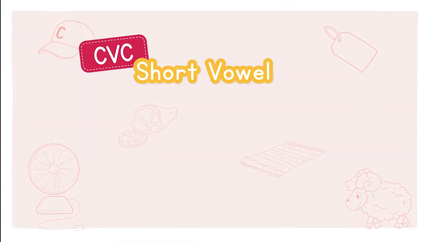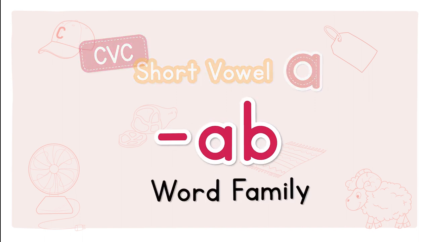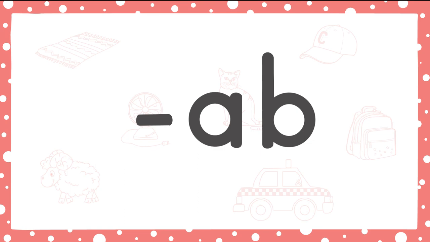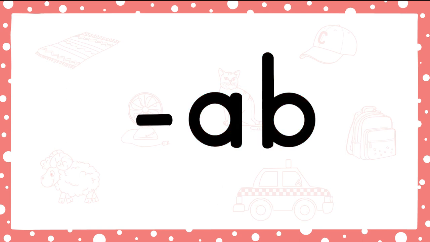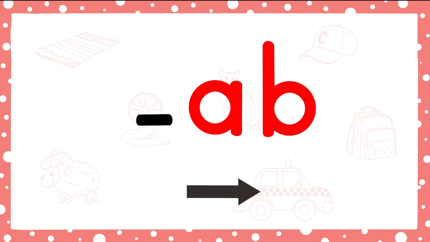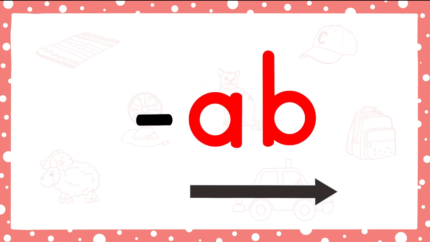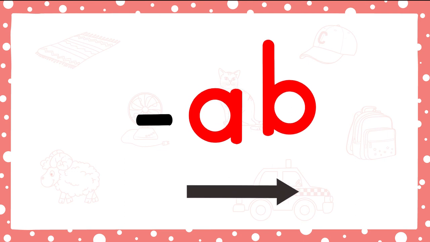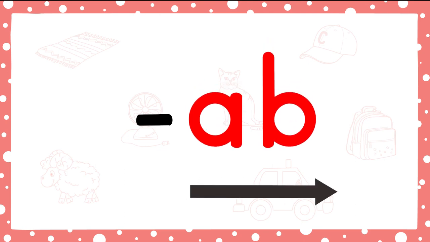Let's explore the CVC words with short vowel A, the F word family. Let's practice reading the word family. F, B. When you blend F and B together, you form the word family app. App. It's your turn to read. Let's say it together. F, B. Blend them together. App. App. Well done.